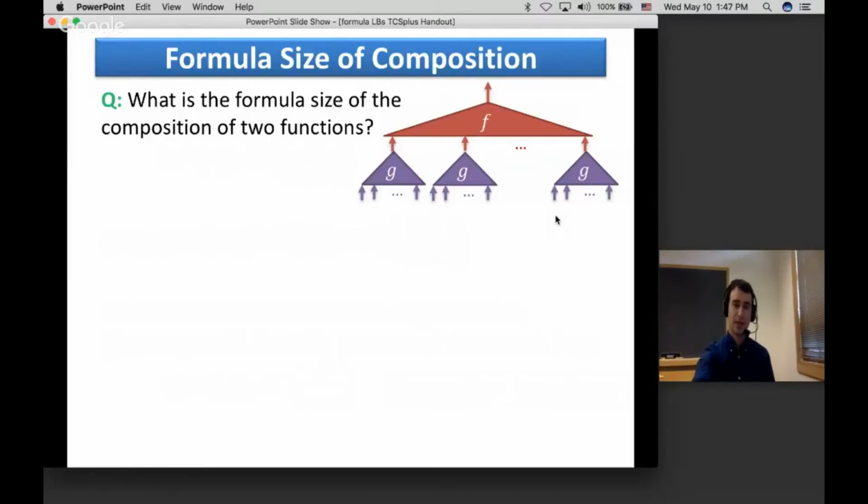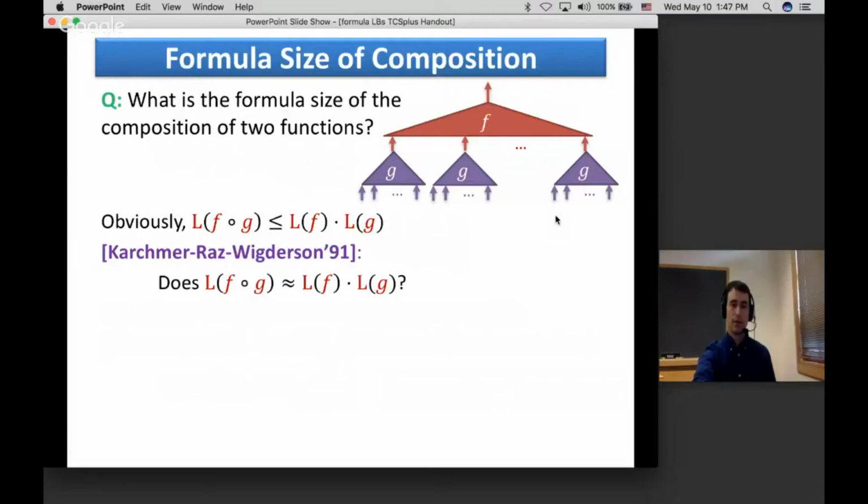A natural question to ask is what is the formula size of a composition of two functions? This was asked by Karchmer, Raz, and Wigderson. A straightforward argument shows that the formula size of the composition is at most the product of the two. Why is that? Because we can take a formula for f and replace each leaf with a formula for g. This results in a number of leaves which is the product of the two sizes. KRW suggested that this is nearly tight. They conjectured that the composition really behaves like the multiplication of these two sizes.